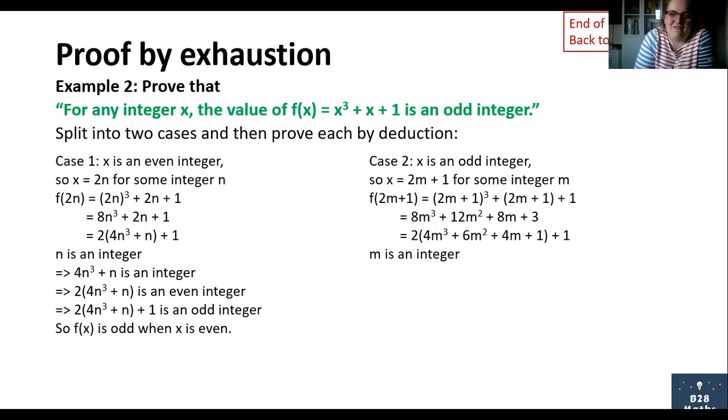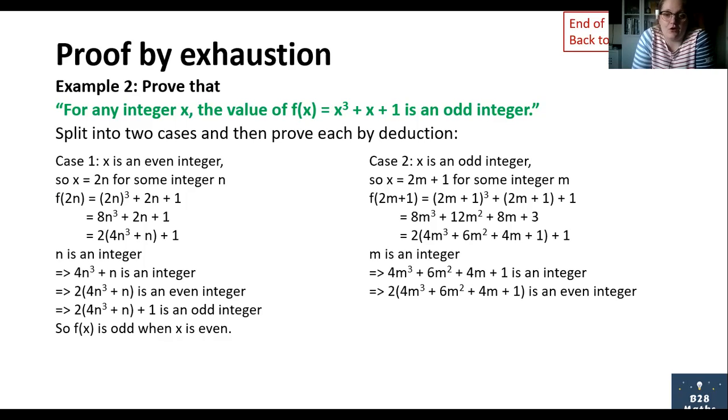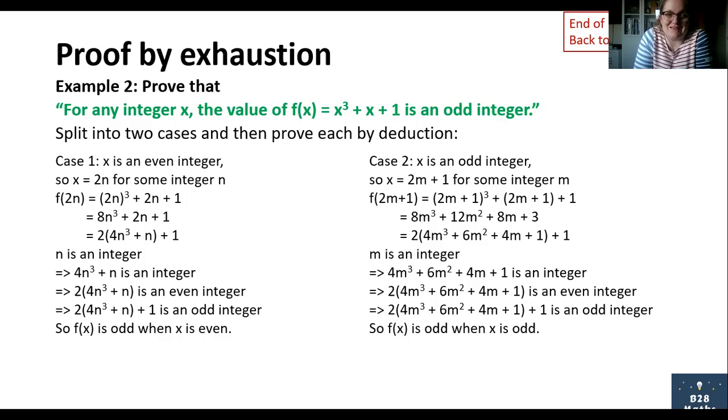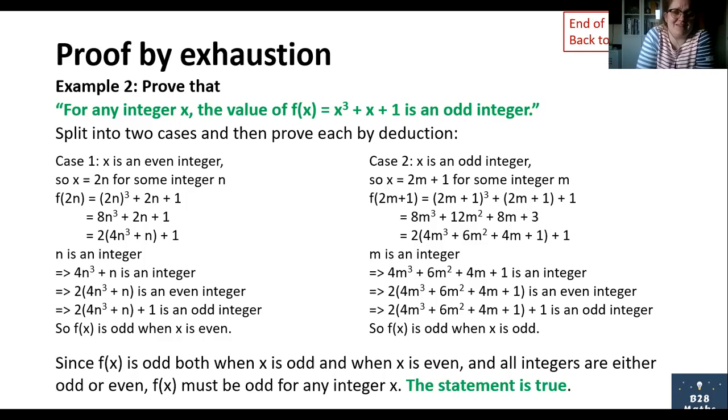m is an integer, therefore 4m cubed plus 6m squared plus 4m plus 1 is an integer. 2 lots of 4m cubed plus 6m squared plus 4m plus 1 is an even integer. Therefore, 2 lots of 4m cubed plus 6m squared plus 4m plus 1, plus 1, is an odd integer. So f(x) is odd when x is odd. So since f(x) is odd both when x is odd and when x is even, and all integers are either odd or even, f(x) must be odd for any integer x. So this statement is true.